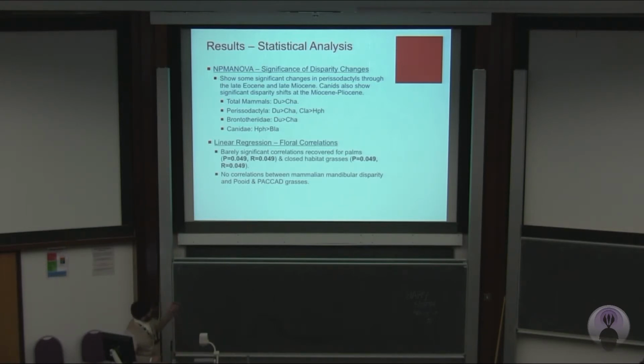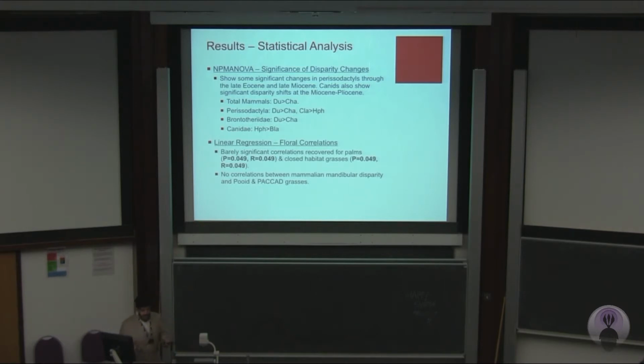Furthermore, we also see the same significance at the Duchesnean and the Chadronian in the brontotheres, and that's a strengthening of the symphysis, which I'll talk about later. And also in the Canidae, we see the Hemphillian to the Blancan, and that again reflects the loss of the Borophagids and the arrival of Canis.